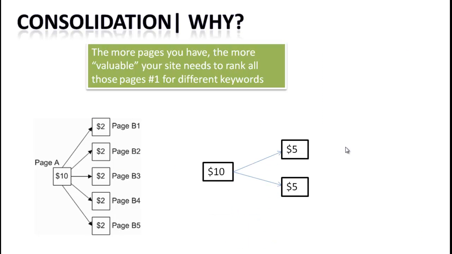So, sometimes people do this. Let's say they have 50 pages and they consolidate down to 25. Sometimes people see rankings just jump up, 100%. They're on page 2 and now they're on page 1. They're ranking number 10 and now they're ranking number 3.